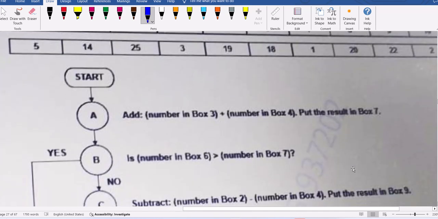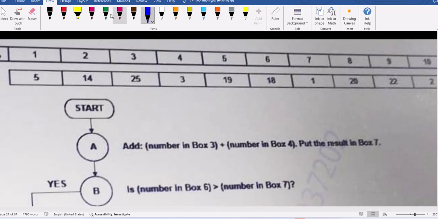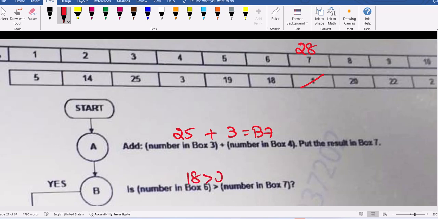So okay, box 3 plus box 4 I need to add. Box 3 is 25, box 4 is 3, put that result in box 7, it becomes 28. Next one: is the number in box 6 greater than the number in box 7? No. No means we have to move to the next step.